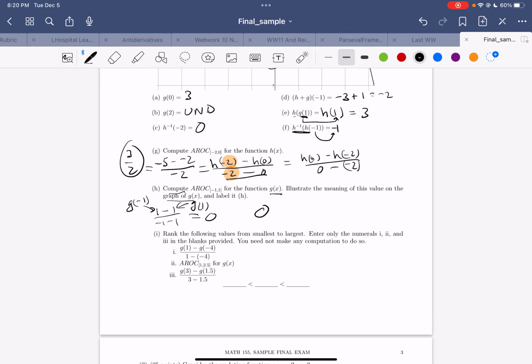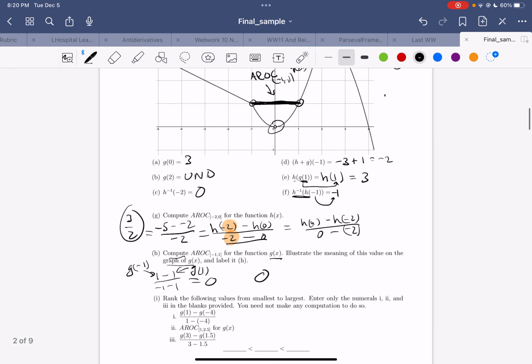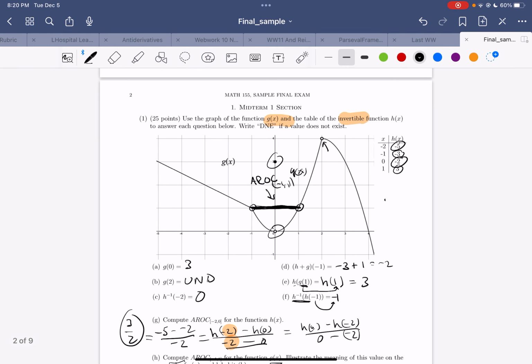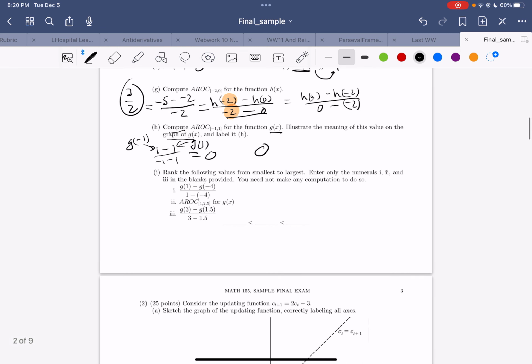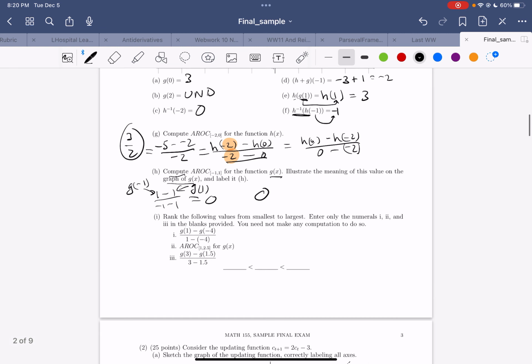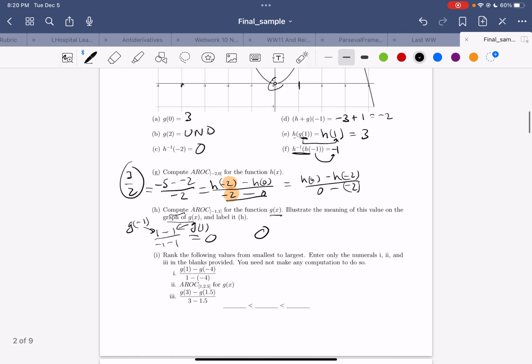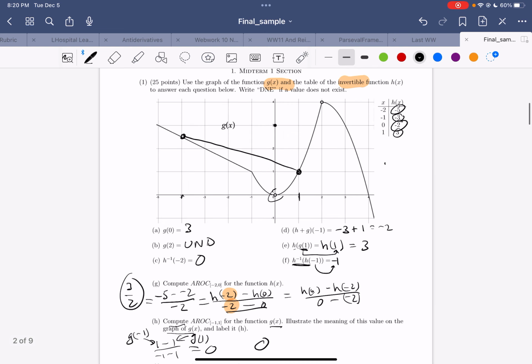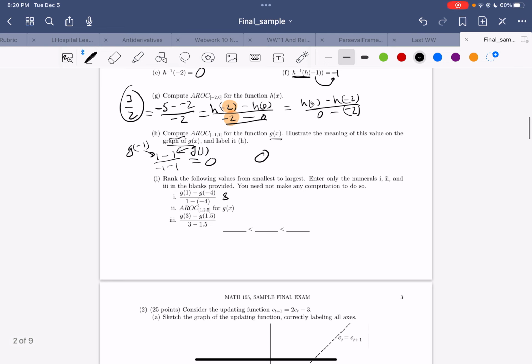Okay. Rank the following below. So we got the slope from 1 to negative 4. So let's clean this up for a moment. All right, from 1 to negative 4. So we go from that dot to this dot. Okay, that kind of looks like that. What's the slope of that line? It's sort of like a shallow negative. Okay, I don't actually care what the number is.